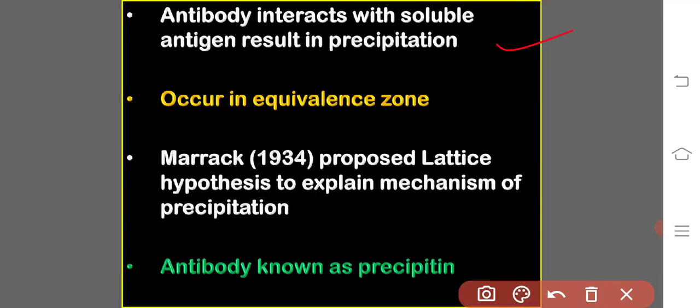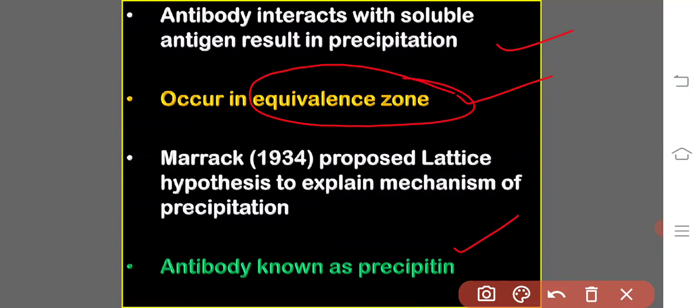That is, it occurs in the equivalence zone. Precipitation is defined as when an antibody interacts with soluble antigen, it will result in precipitation. And the antibody is known as precipitin. While the precipitation occurs in equivalence zone, where equivalence zone means the concentration of antigen is equal to the concentration of antibody. Meanwhile, it does not carry out in AG excess, that is antigen excess and antibody excess zone.